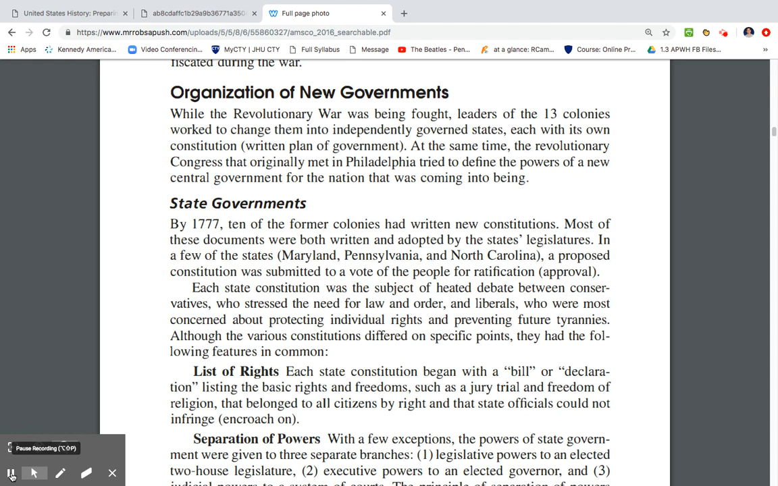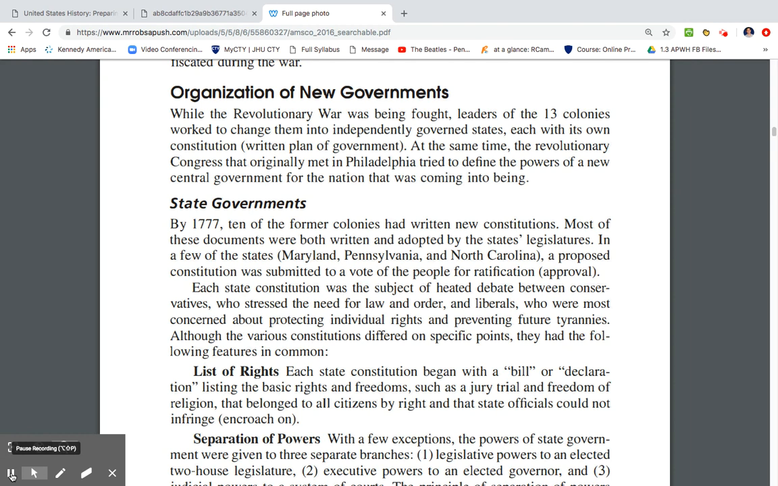State governments. By 1777, 10 of the former colonies had written new constitutions. Most of these documents were both written and adopted by the states' legislatures. In a few of the states, Maryland and Pennsylvania and North Carolina, a proposed constitution was submitted to a vote of the people for ratification.